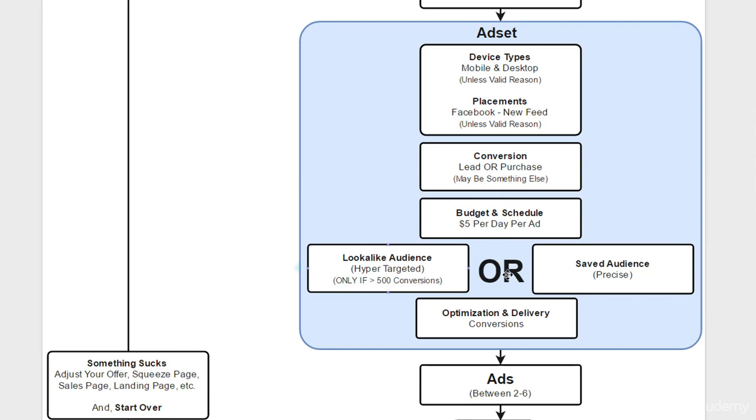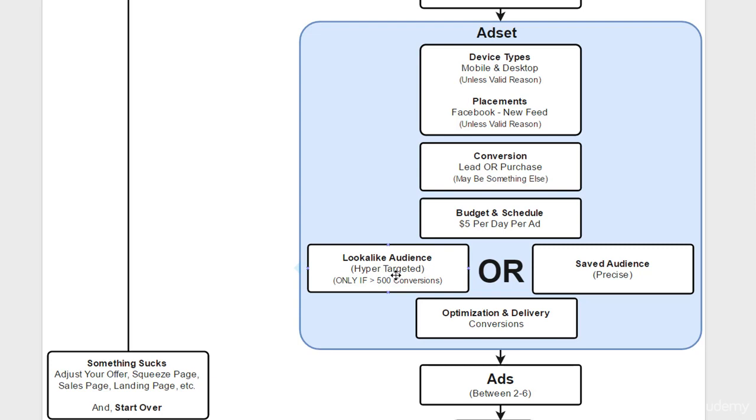Now we'll talk about audiences here. So we have an OR statement. So we're going to do a lookalike audience, and we're going to make sure that it is hyper-targeted, which basically means we're going to dial in our targeting. We're going to make sure our demographics, behaviors, interests make sense. And the only way we're going to use one of these lookalike audiences is if we have more than 500 conversions in our custom audience. So if we have a custom audience of leads and we have over 500 leads in that custom audience, we can go ahead and create a lookalike audience of that custom audience and then hyper-target that lookalike audience and use that.